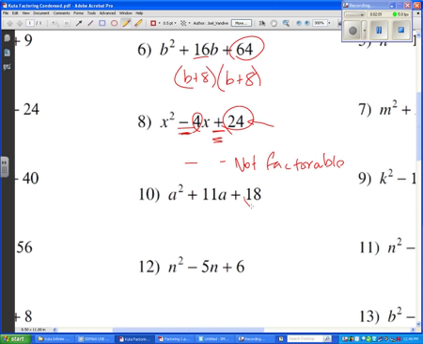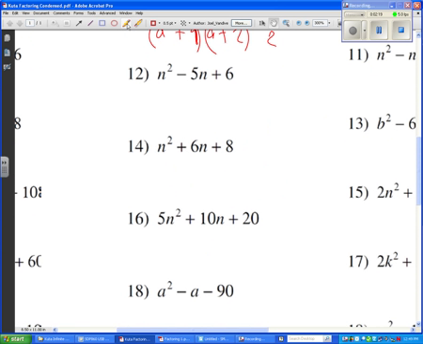We're looking for two numbers that multiply to get 18 and add to get 11. This is positive and this is positive, which means both of them are positive. Now we've got 9 and 2. That looks pretty good. And that's it for that one. Let's go to another one.